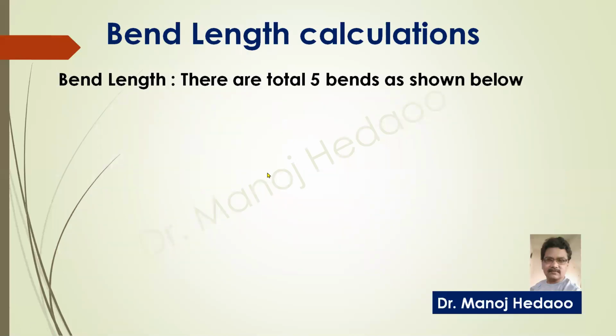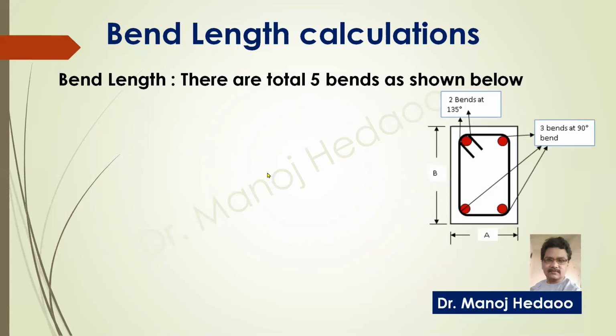So there are a total of 5 bends as shown in the figure. Here we are talking about a rectangular stirrup, and there are 5 bends. How? 3 of these bends are at 90 degrees, and the other 2 are at 135 degrees.